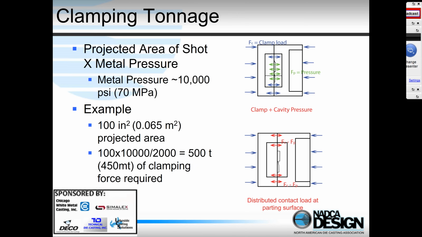We just multiply those together, so that's 100 times 10,000, which is a million. Divide that by 2,000 because we want to convert from pounds to tons, and that gives us a 500-ton clamping force required. Generally, as a die caster, you would apply a safety factor to that, maybe 20% bigger. So if that was the calculation, you'd probably run it on a 600-ton die casting machine.